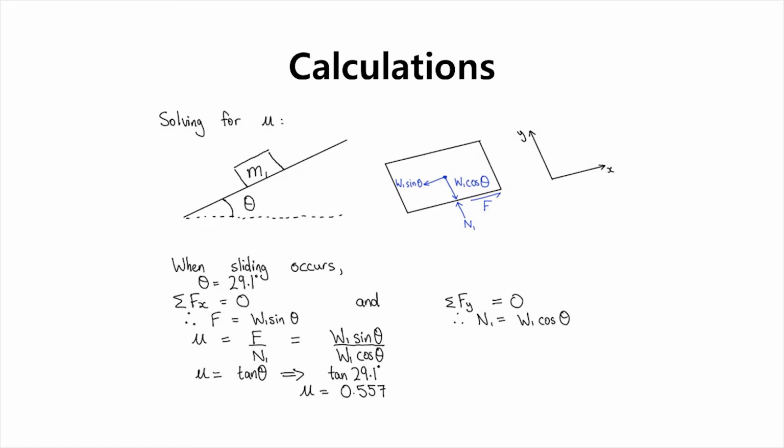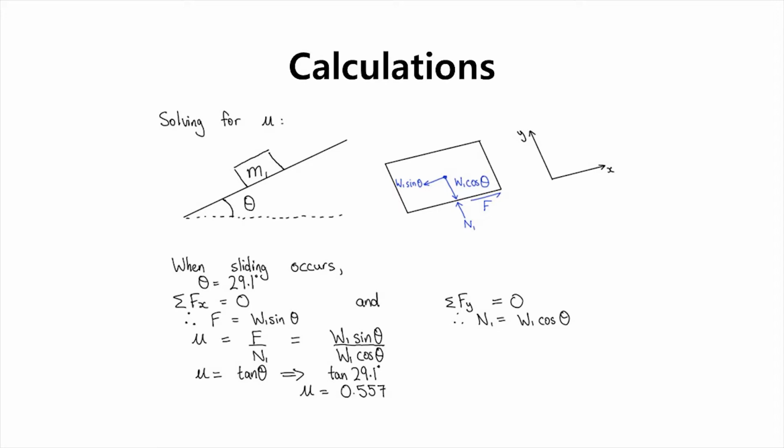While the forces acting in the vertical direction are the normal force exerted by the wooden plank onto the wooden block, which acts upwards, and the vertical component of the weight force, which acts downwards. Therefore, the normal force and the vertical component of the weight force, which is W1 cos theta, are equal.